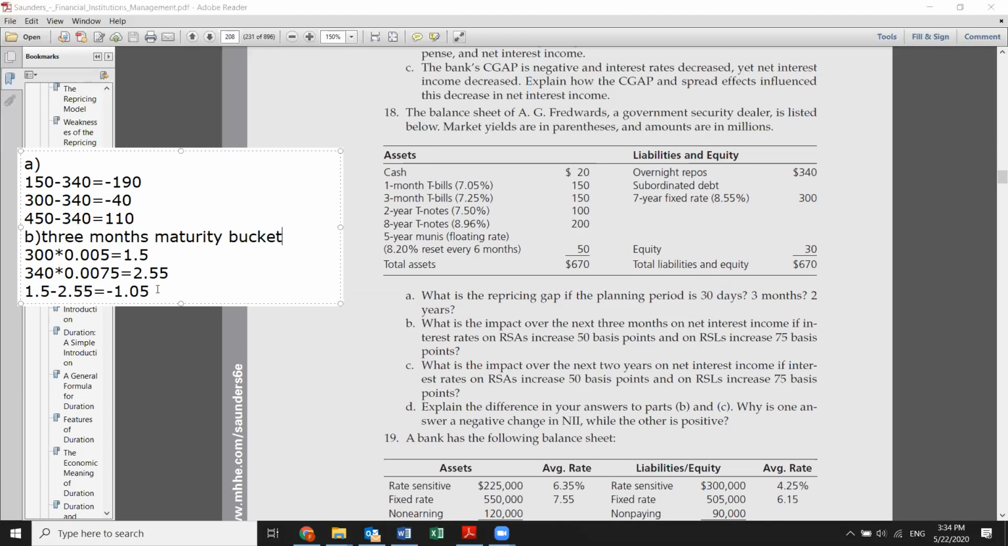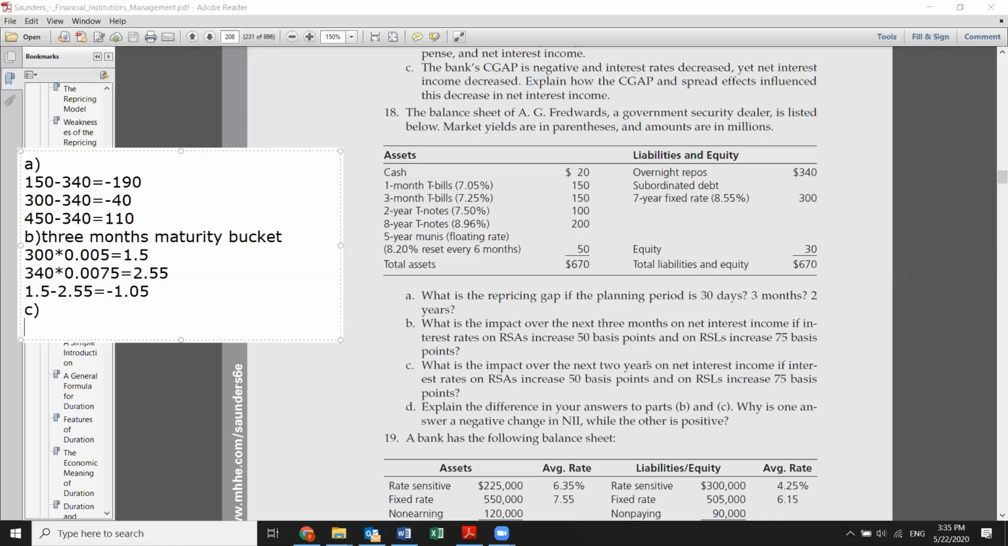Now, look, every time we do it, the changes in the interest rate on the asset and the liability are going in the same direction, either increase or decrease. We did not solve any question with the opposite direction, where the asset increases and the liability decreases. So in part C, what is the impact over the next 2 years on the net interest income if the rate sensitive asset increases by 50 basis points and the rate sensitive liability increases by 75 basis points?